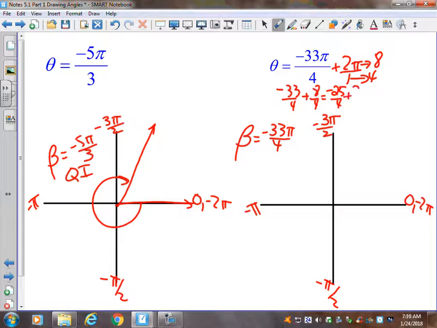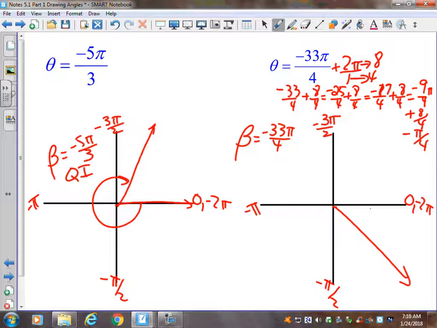And we can add 8 again and get negative 17 fourths. And we can keep doing that. Then we can add 8 again, and that'll be negative 9 fourths. And then we can add 8 again, and that comes out negative pi over 4. So negative pi over 4 will be down here in quadrant 4, halfway, because positive pi over 4 is in quadrant 1. And we're going to spiral.